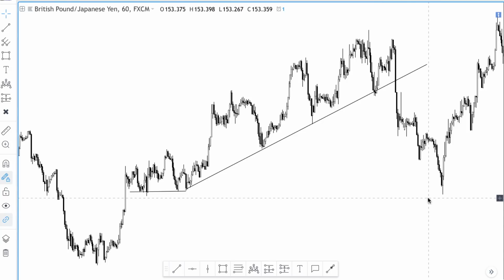That is what I have found. In my trading, I use trend lines also a little bit differently because I trade a little bit differently. I'm not a conventional trend following trader.